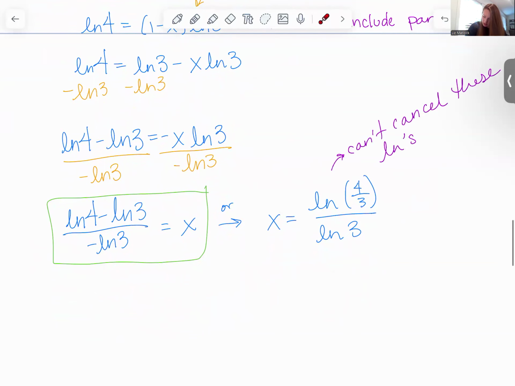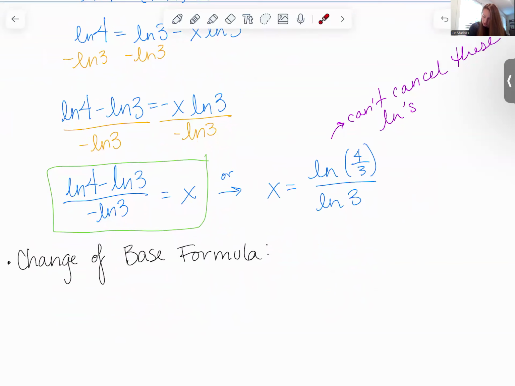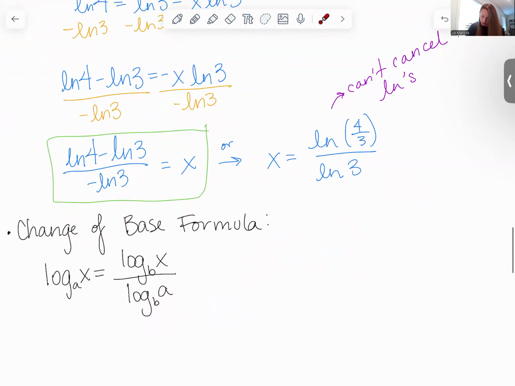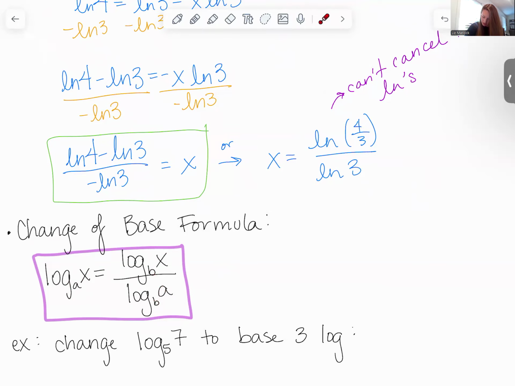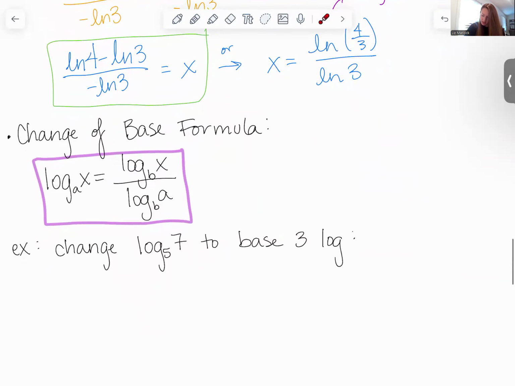Last thing, we've got a change of base formula. So if we have a log base b, but we want to change it to a different base, we can. So if we have log base a of x, that is equal to log base b of x, the desired base that you want to change to, over log base b of a. So you're really taking this, goes to the numerator, this base goes to the denominator, and then you have your new base here. So for example, let's change log base 5 of 7 to a base 3 log.